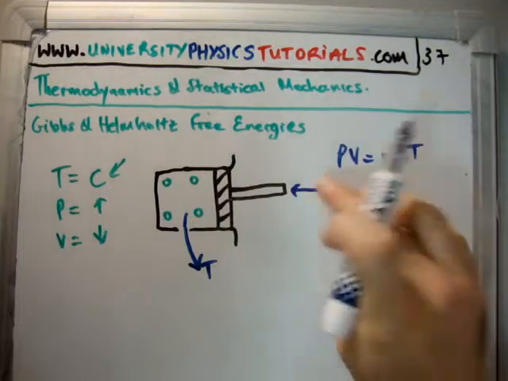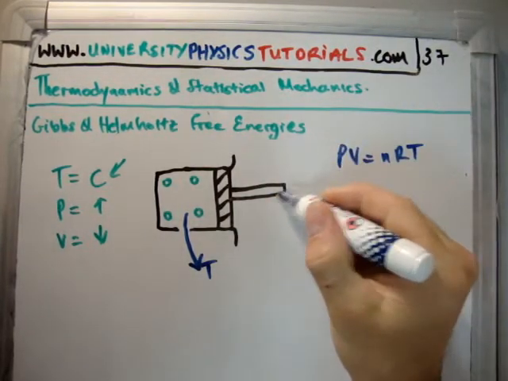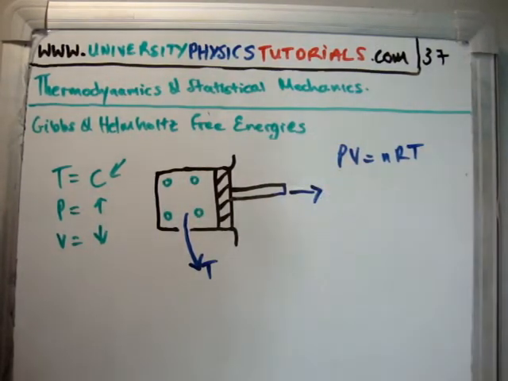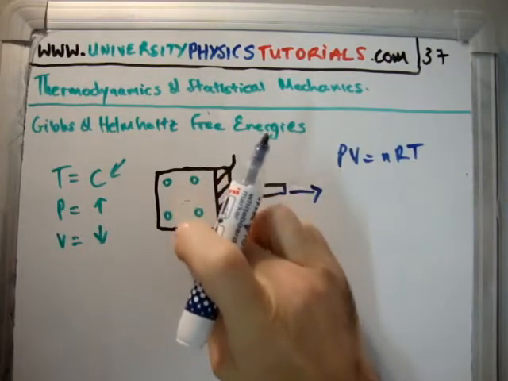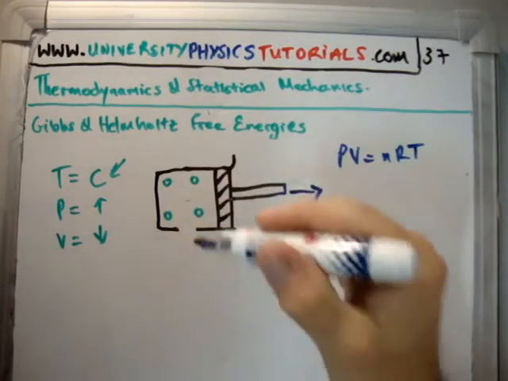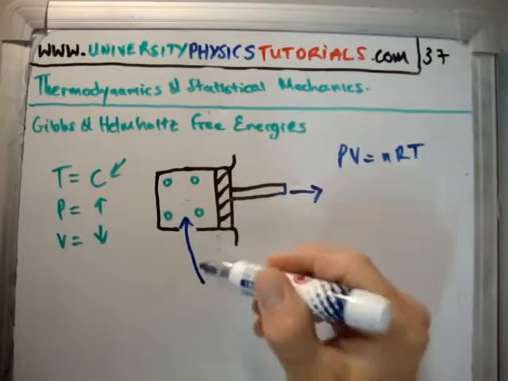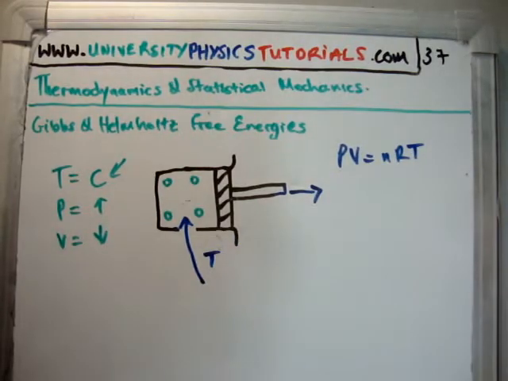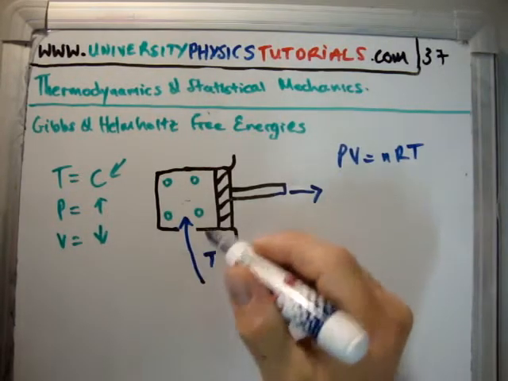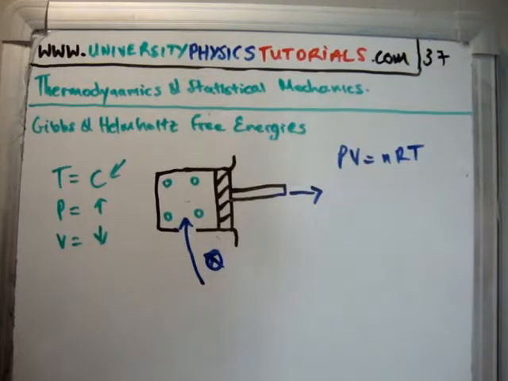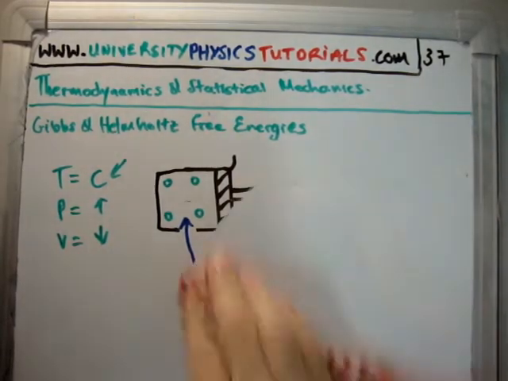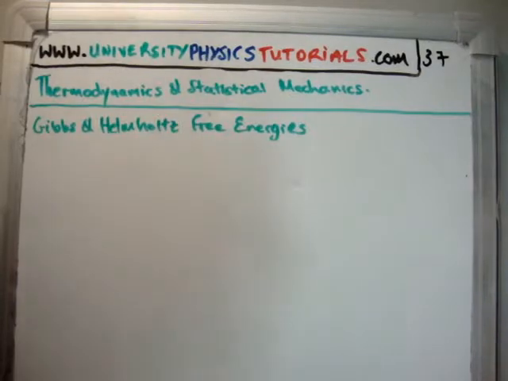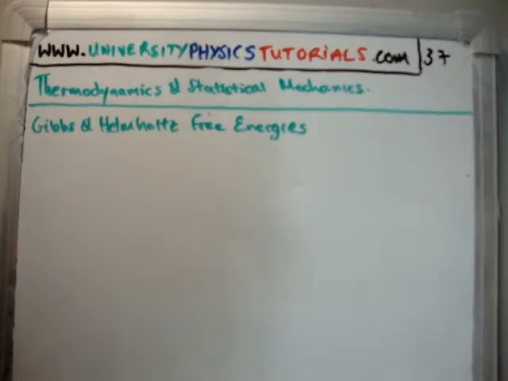Now, conversely, if this time I let the gas expand like this, the gas is going to get colder as I expand it. So in order to keep it at constant temperature, I need to this time add heat. Okay, so there's going to be, we'll say, a Q, which is going to be heat flowing in or flowing out. So that's what constant temperature means. Constant temperature usually implies that you're either going to be adding or subtracting heat during the process. Okay, that's a good bit of a revision.